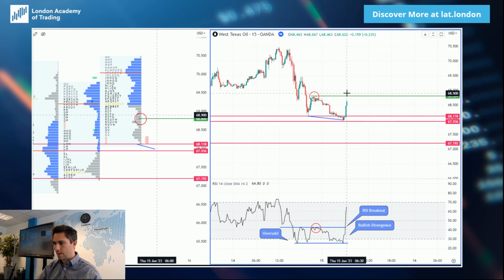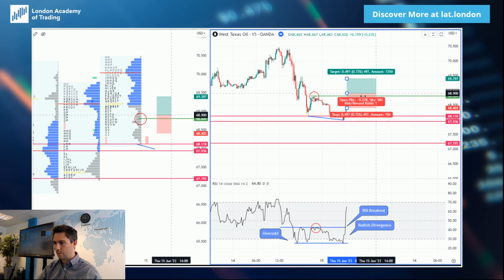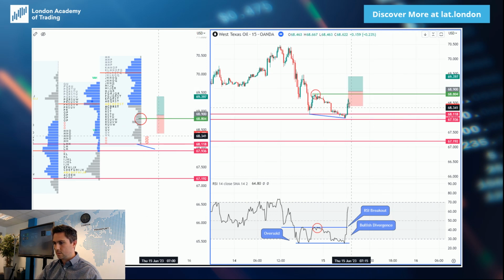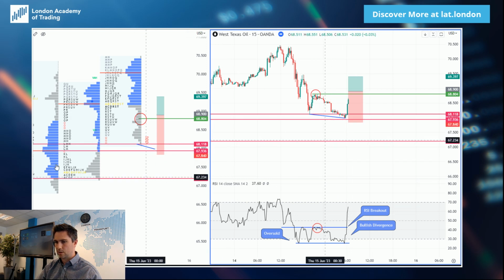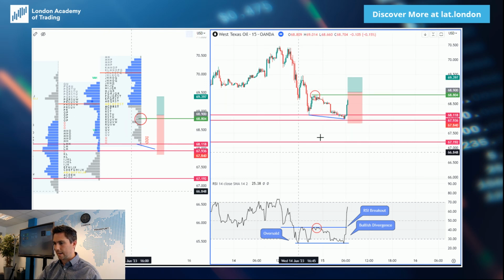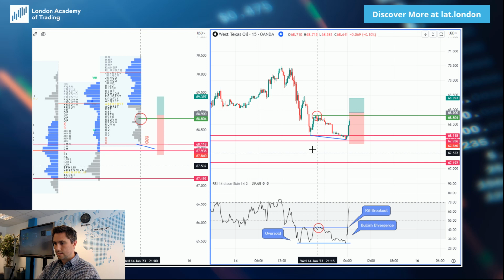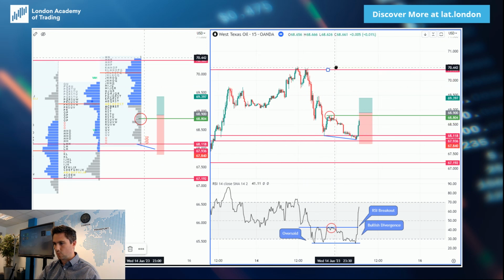So possibility to get long if we were to break up through that high. Stop loss beneath the lows of the price, but also beneath the support coming in from those profiles, the single print and that point of control from 3 days back in time. Target wise, fairly simplistic, just back up towards recent highs.